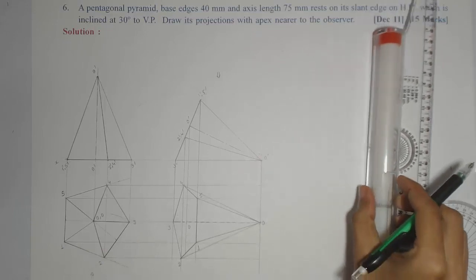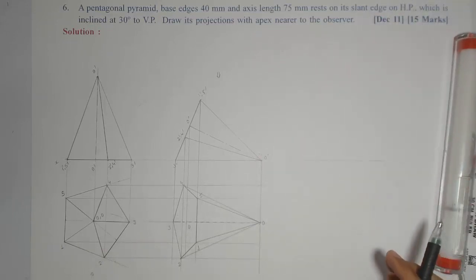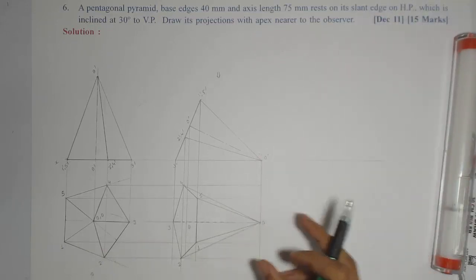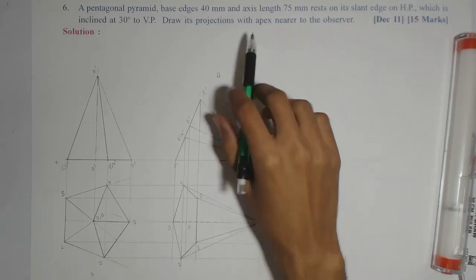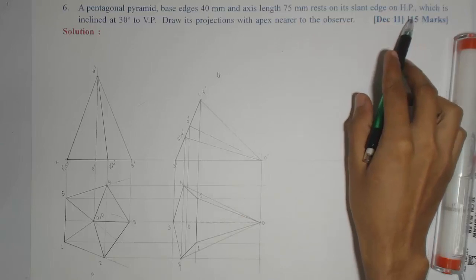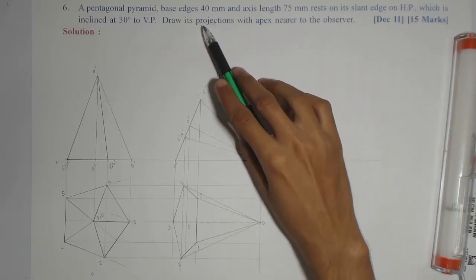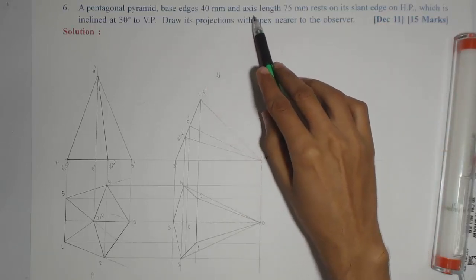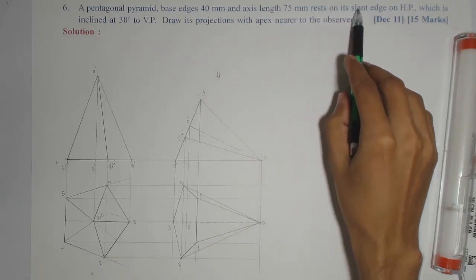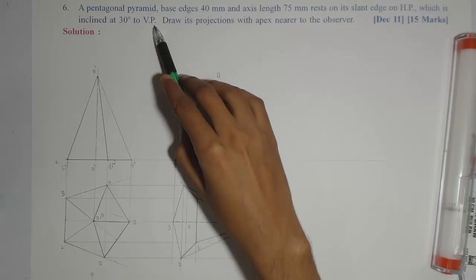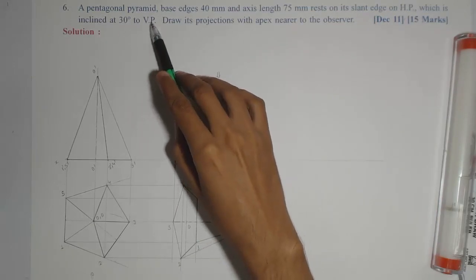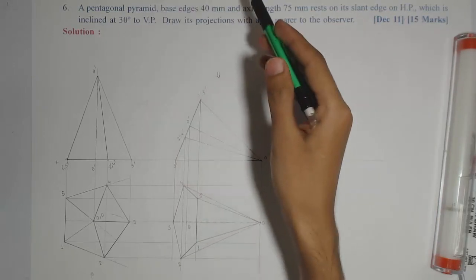Now let's complete the second stage. Now for the third stage, we will be redrawing the top view. For that, we need the condition with the VP. So that is given here. For that, we'll read the problem again. Base edge 40 mm, axis length 75 mm, rests on one of its slant edges on the HP, which is inclined at 30 degrees to the VP. Now this 30 degree inclination is given for the slant edge again.